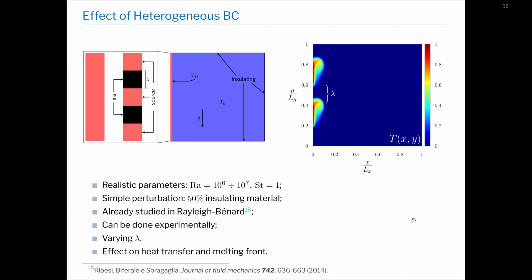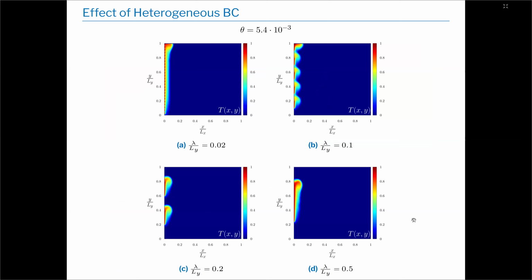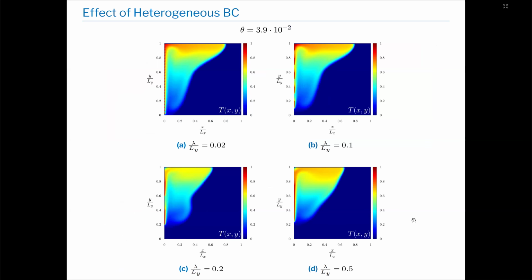We can see here that this is an insulating patch. And we also moved the parameters to high Rayleigh number and lower Stefan number to get close to real-life scenarios. And we studied the effect on the heat transfer and the melting front. Okay, these are some qualitative pictures. We can already see that the behavior is quite different for different lambdas, especially evolving in time. In transient times, we have very different behavior that then starts to converge again.